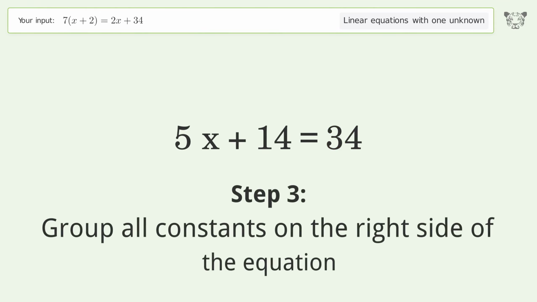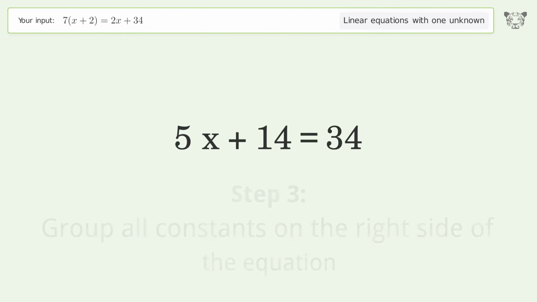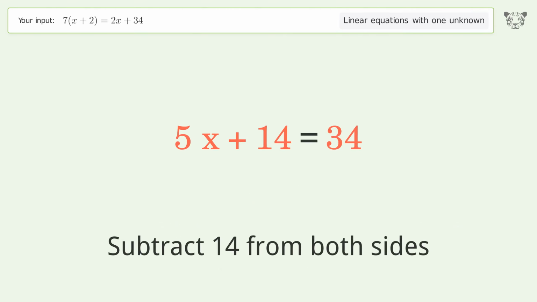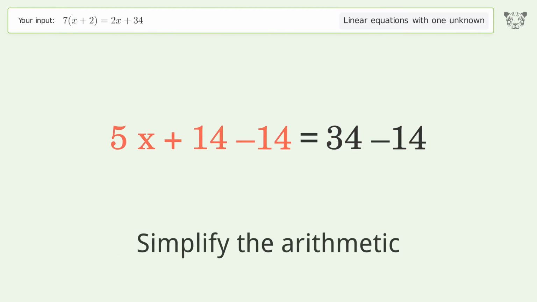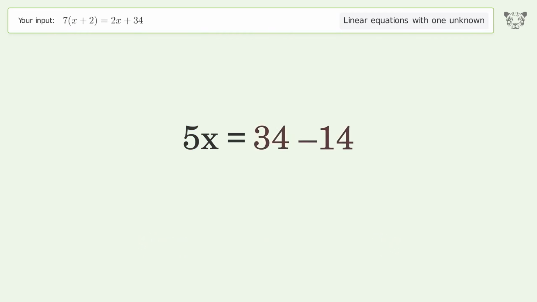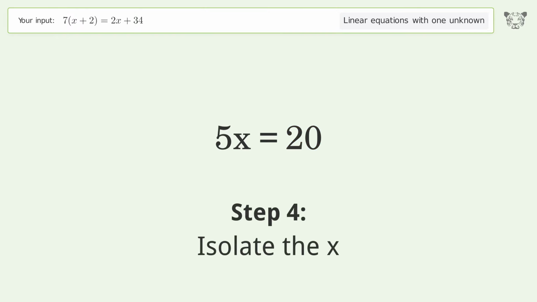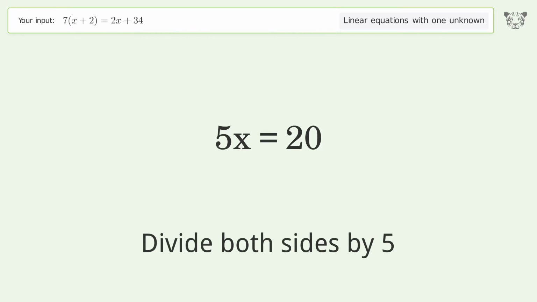Group all constants on the right side of the equation. Subtract 14 from both sides. Simplify the arithmetic. Isolate the x. Divide both sides by 5.